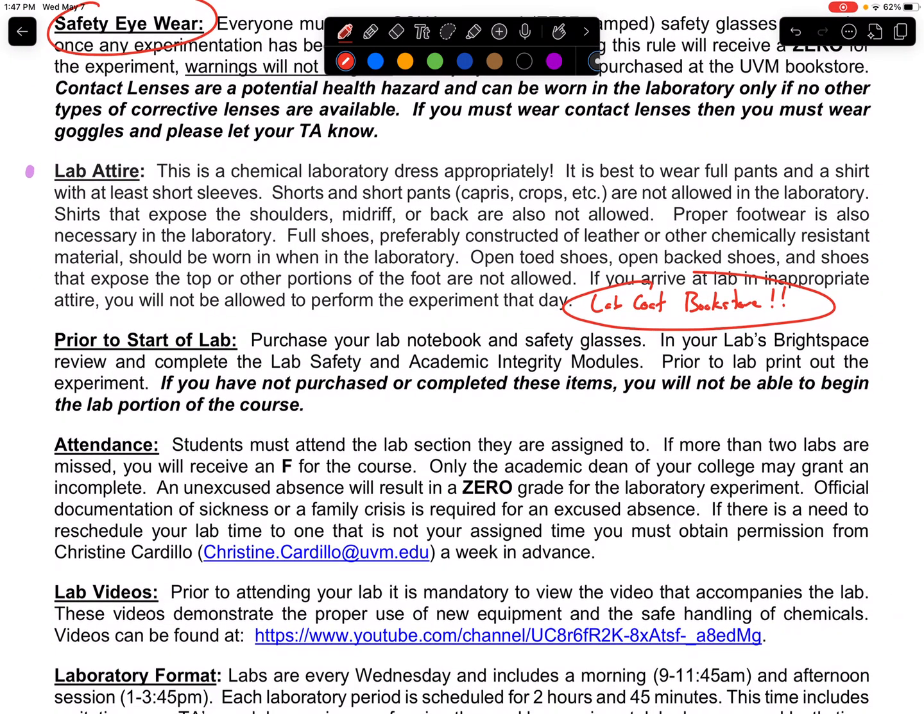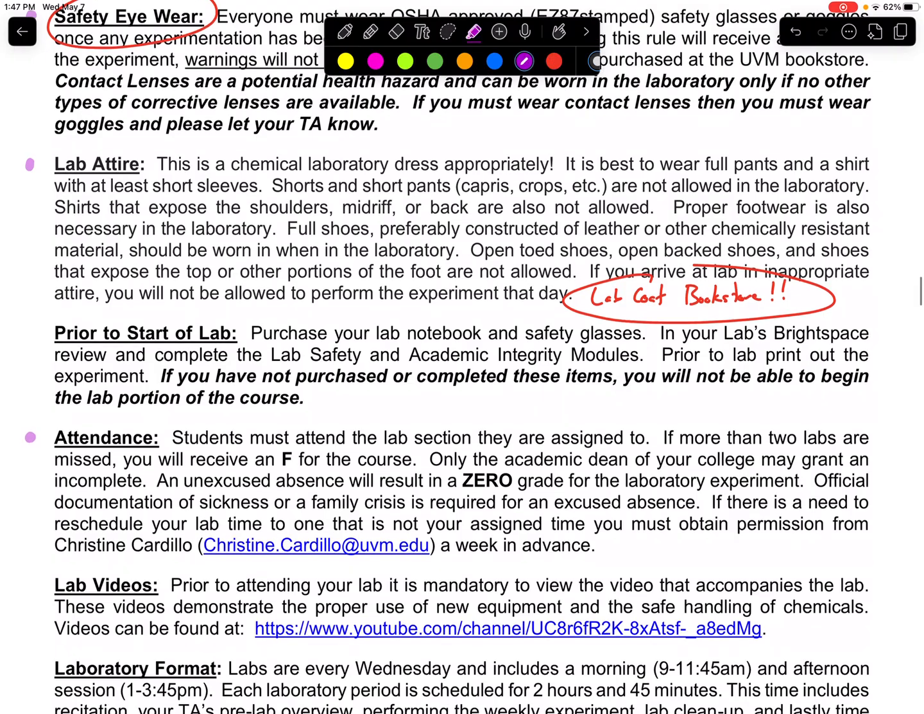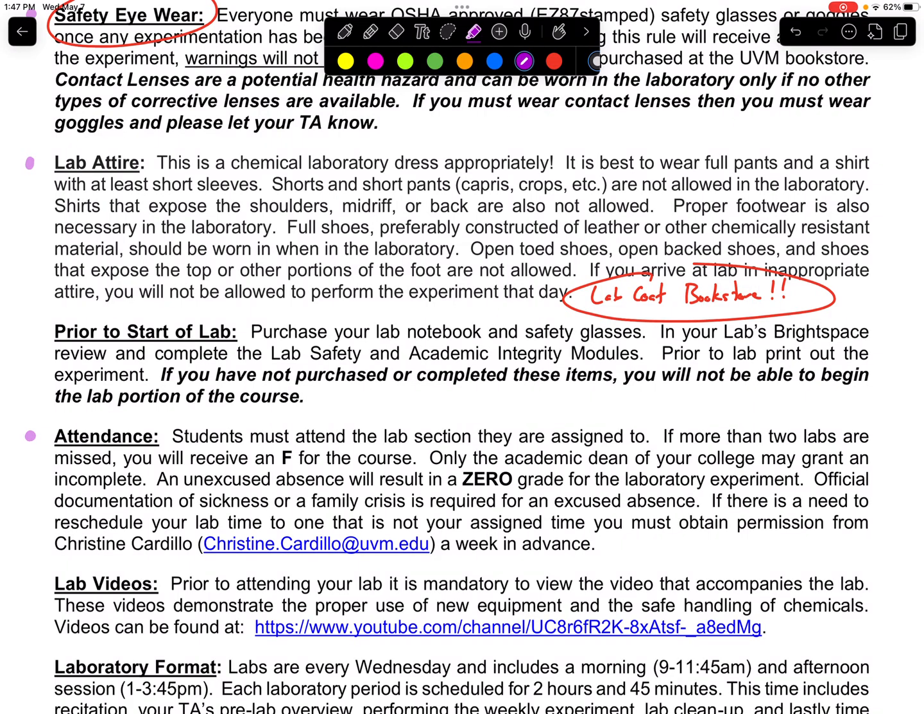Attendance in lab is mandatory. We do understand things happen, so we do have a policy in place that if you miss more than 2 labs, you will receive an automatic F for the course. That's not an F for the laboratory portion of the course. That's an F for the entire course.